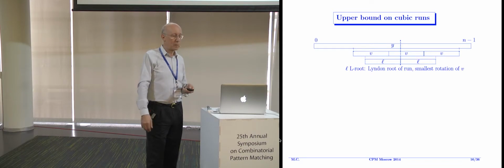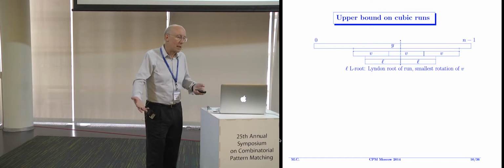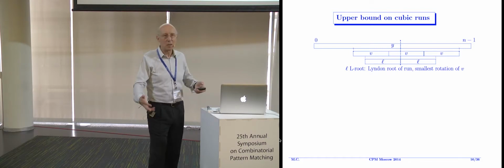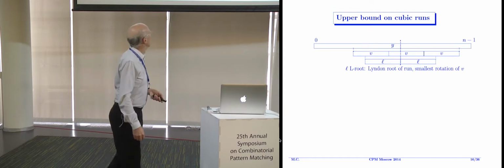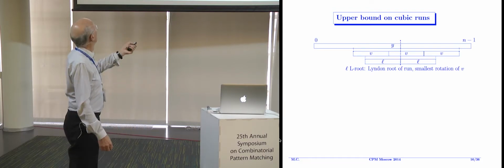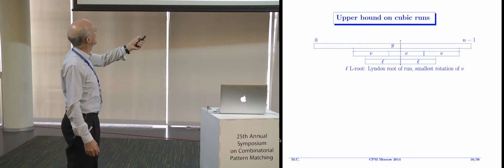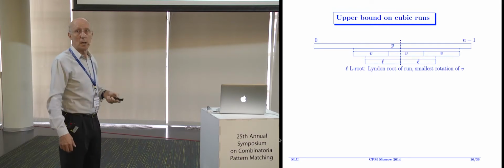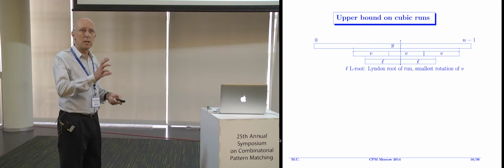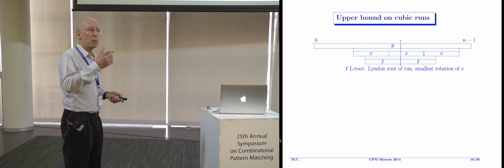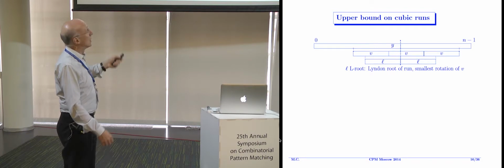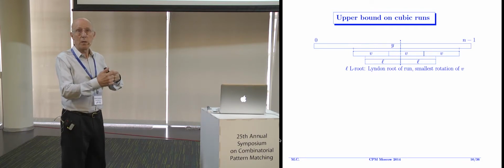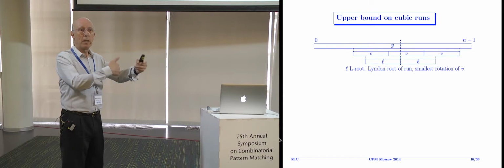So this is a quite simple, maybe not simple, a straightforward argument to do that. Assume that we have a run starting with VVV, and V is not itself a power of another string. In this VVV, all the rotations of V appear.